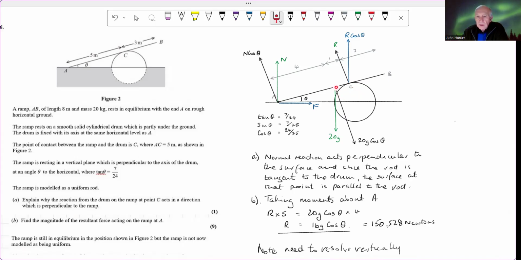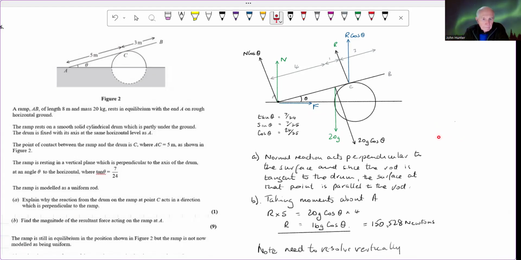Secondly, we have the weight of the rod bearing down from its midpoint here. We've got the measurements here, 4, 1, and 3. And then we've got the normal reaction acting at A. But not only normal reaction, because this is rough ground, we've also got some friction acting here as well. All right, so those are the forces that we've got to think about.